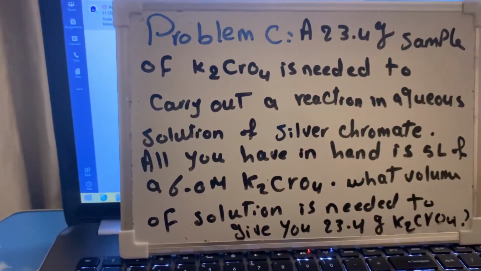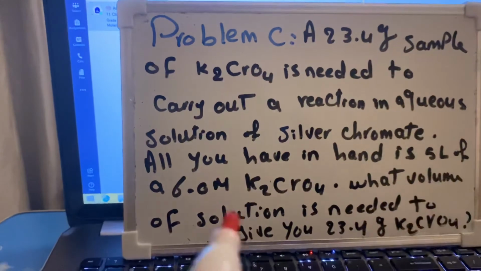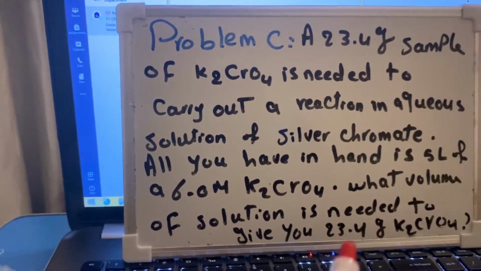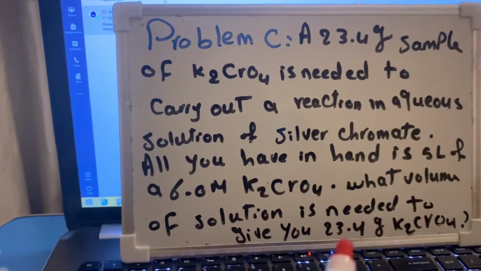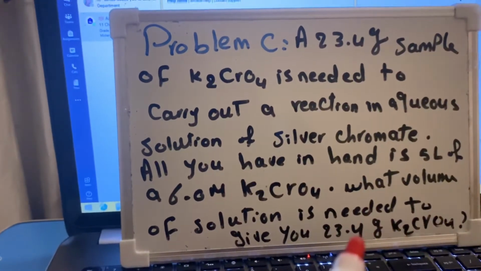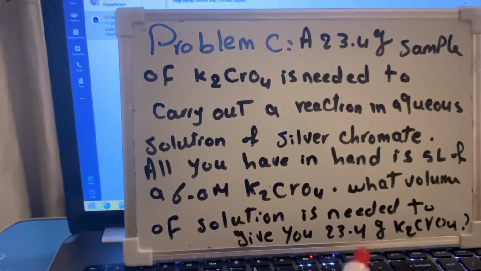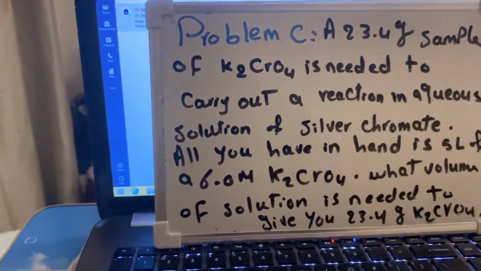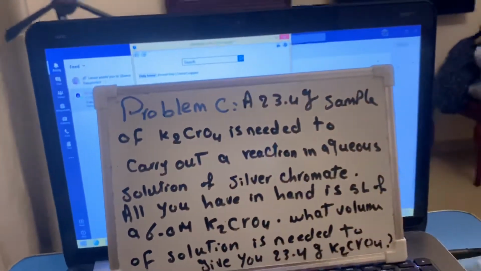To find out the volume, you have the mass of solute. So we have to divide this mass by the molar mass of K2CrO4. Then we can find out the number of moles. From this number of moles, we can find out the volume. How can we do that? I'll explain for you.